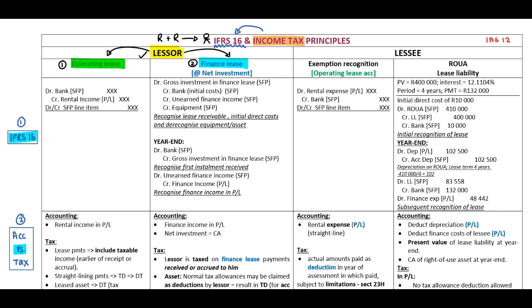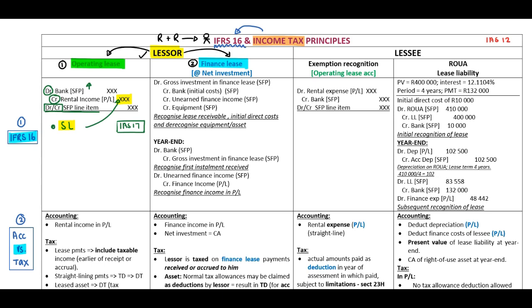Operating lease, very similar to your IAS 17 principles, our old lease standard. You need to straight line your lease payments and recognize the straight lined amount in your profit and loss. Therefore, in terms of your recognition, remember, our lessor will receive the payment. Therefore, debit bank increase, credit rental income based on your straight lined amount, and then your balancing figure will be recognized in a statement of financial position line item, income received in advance, an accrual, and so forth.